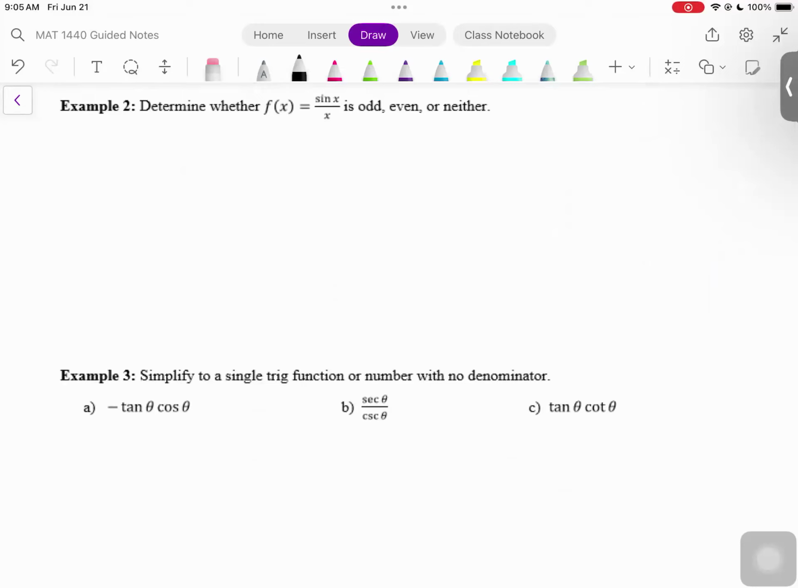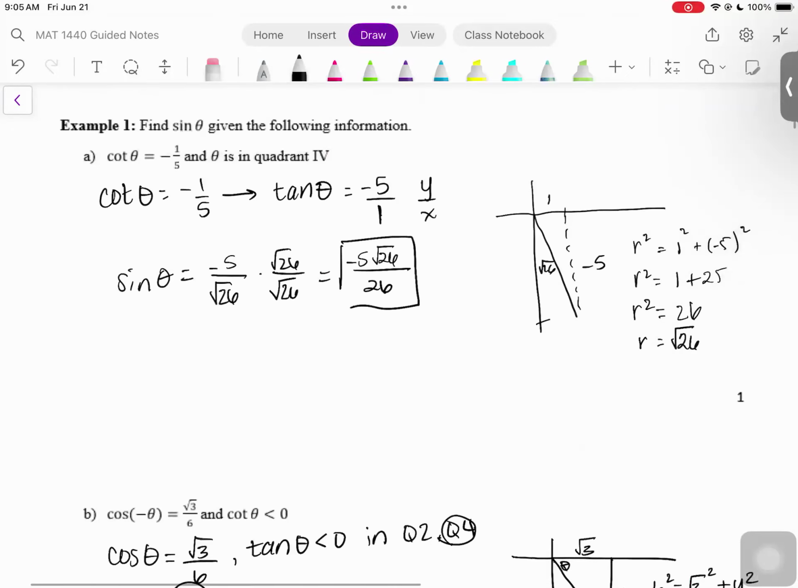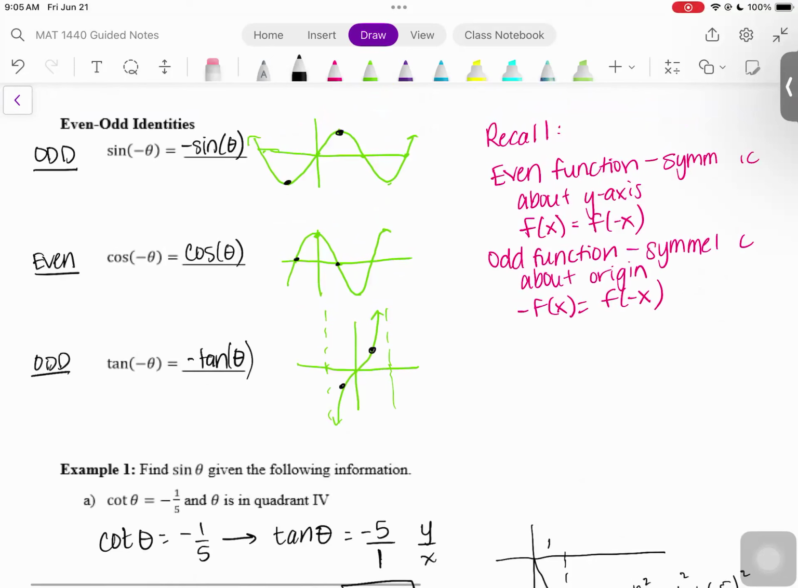Determine whether the function f of x equals sine x over x is odd, even, or neither. So to determine if this function is odd, even, or neither, we're going to use those notes that we took just a few moments ago on even and odd functions. Remember that an even function satisfies f of x is equal to f of negative x, and an odd function satisfies negative f of x equals f of negative x.